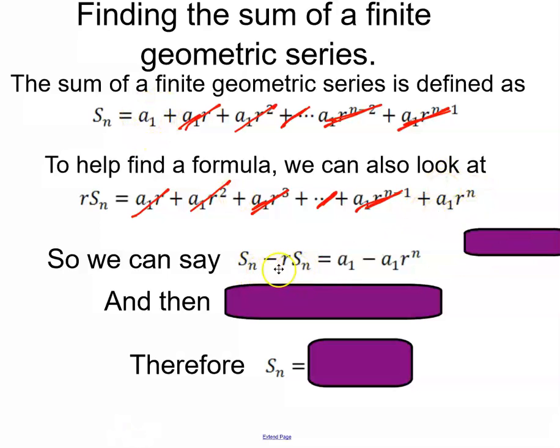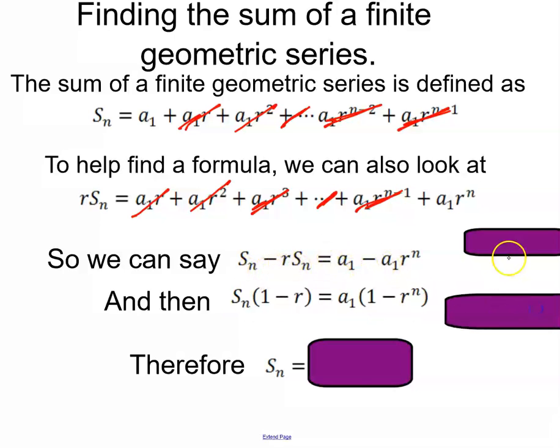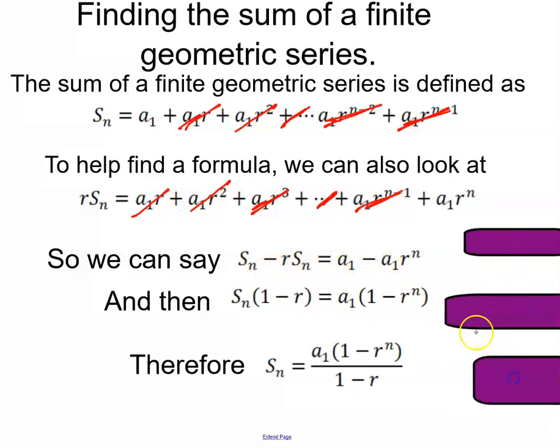And from there we can factor out an s sub n, and we can factor out an a sub 1, and then divide by the 1 minus r on both sides, and we end up with this formula here. So here's the formula, here's what you need to know. I just want you to see where that formula comes from. This is the formula that you need to know. Alright, so we need to know it.